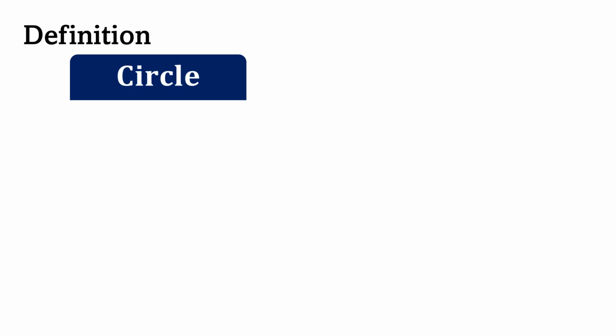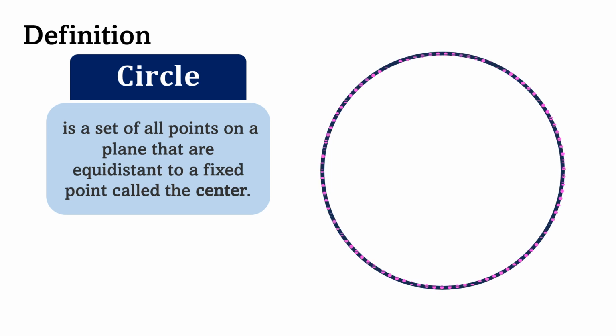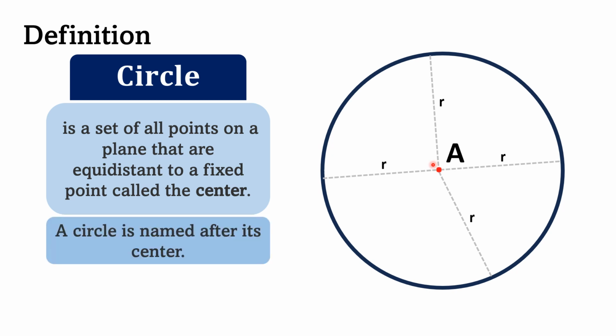What is a circle? It is a set of all points on a plane that are equidistant to a fixed point called the center. A circle is named after its center. The center is point A, therefore, the name of this circle is Circle A.